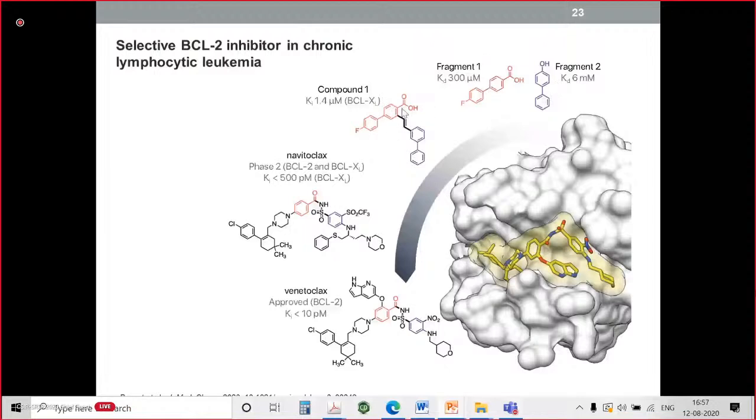So different linkings were tried, but this was the optimized one, which has activity near around 1.4 micromolar, better than the initial fragments. Later on this was optimized again by the linking approach, which led to navitoclax. Navitoclax is now in phase 2 clinical trial, and this is active on both the BCL2 variant as well as BCL-XL.